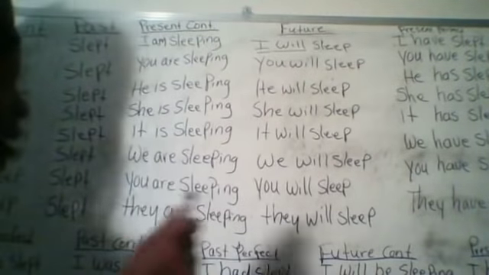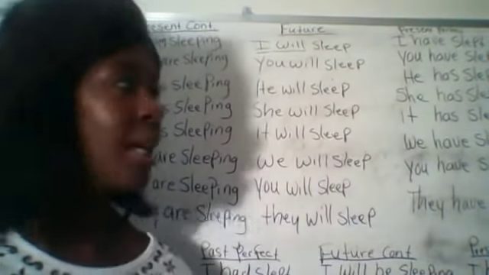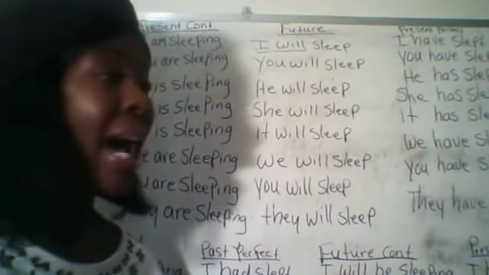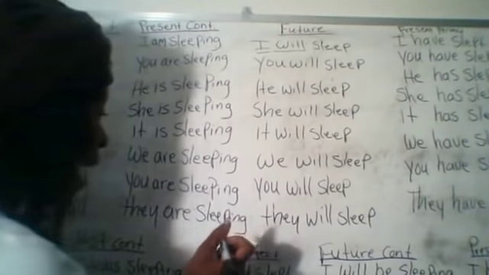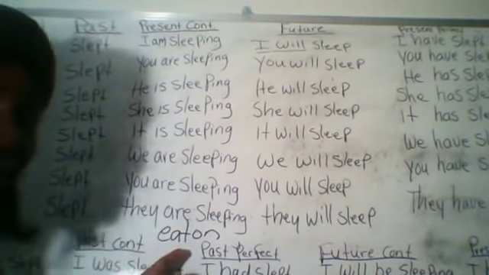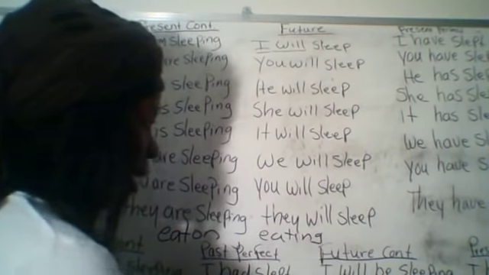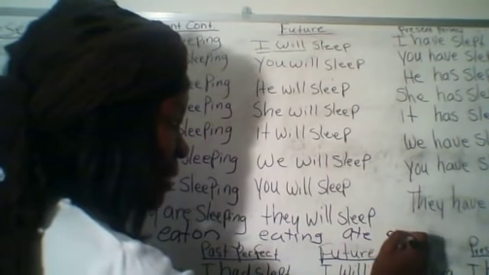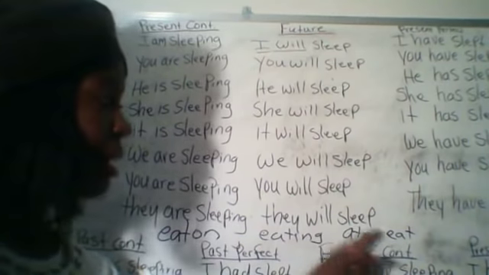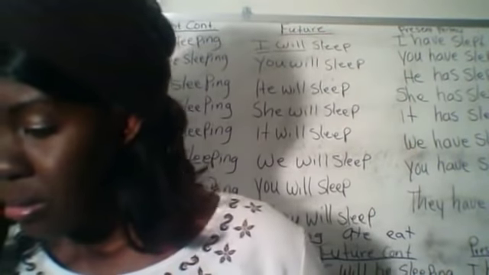Now, let's do present perfect, okay? For present perfect, I wouldn't say I have eat. I say I have eaten. Eaten is written E-A-T-E-N, like this, okay? Eaten. This is eating. This is ate. This is eat. Okay? Eat, present; ate, past; eating, continuous; eaten, past participle or present perfect. Okay? Let me erase it so as not to confuse you guys.